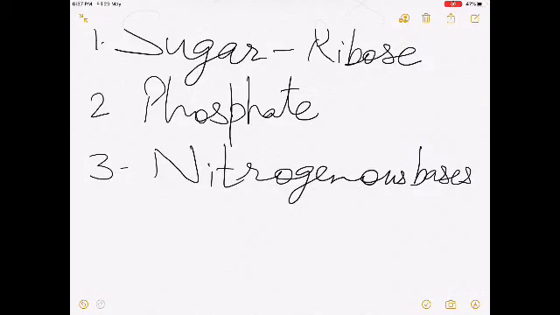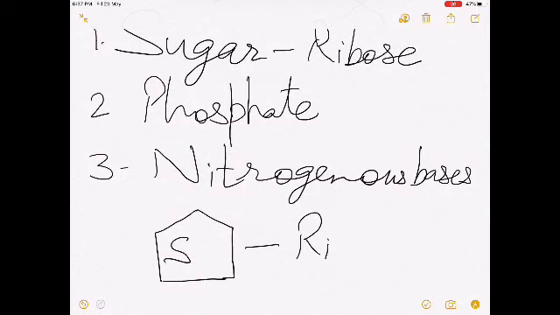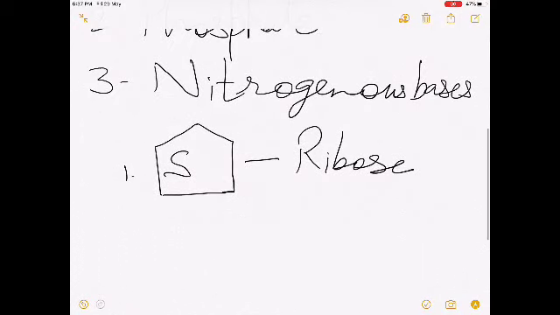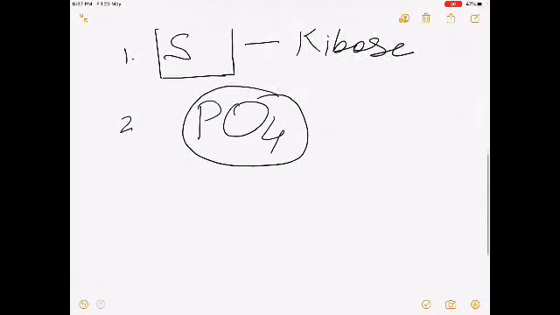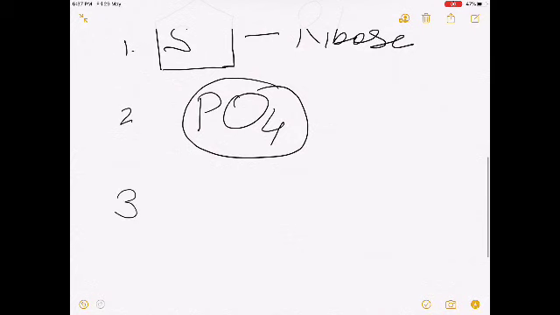The sugar is a 5 carbon structure, and this sugar is known as pentose sugar, and its name is ribose sugar. Okay, its structure is like this. Now the second one is phosphate. Phosphate is in the form of this one. And now the third one is nitrogenous bases.